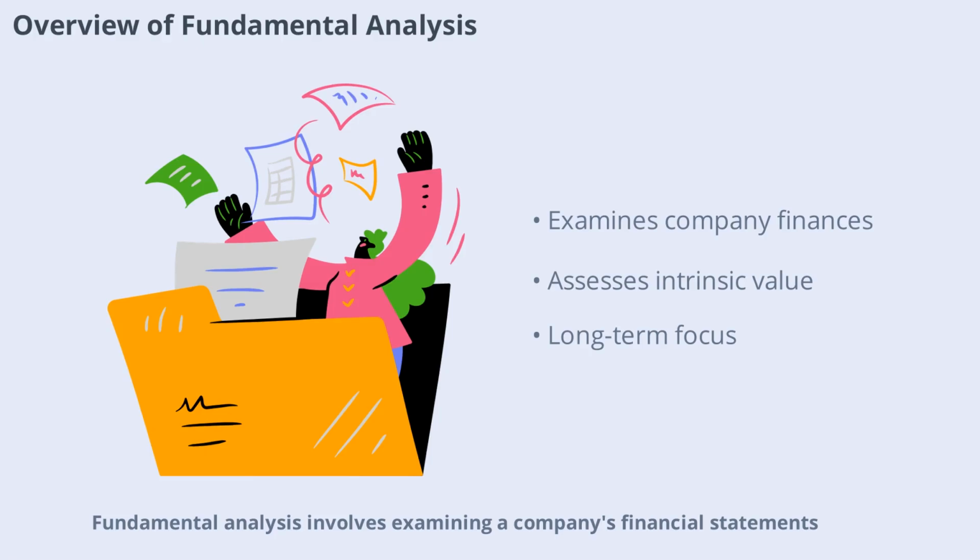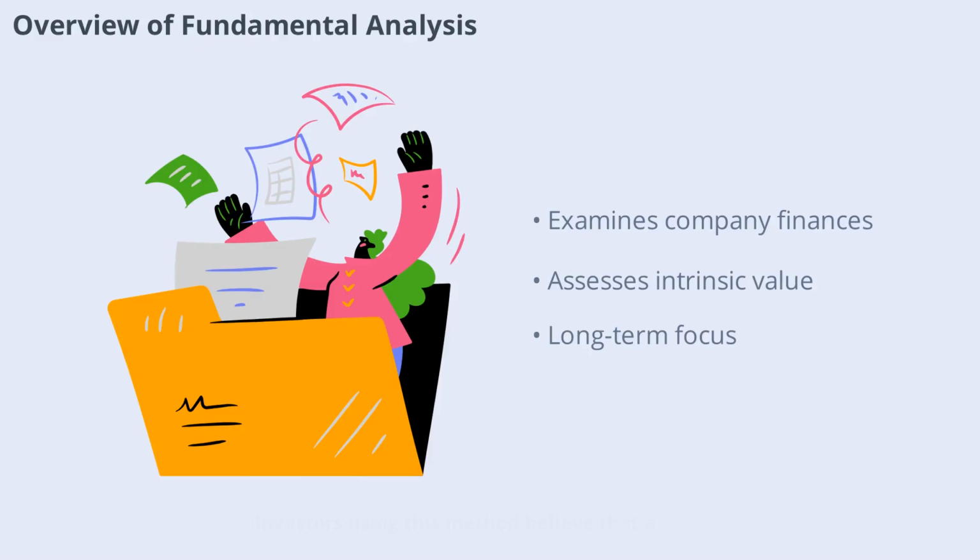Fundamental analysis involves examining a company's financial statements, management, industry position, and economic factors to assess its intrinsic value. Investors using this method believe that a stock's price will eventually reflect its true worth. Key metrics include earnings, revenue, profit margins, and debt levels. By understanding these factors, you can gauge whether a stock is undervalued or overvalued. This approach is often favored by long-term investors who focus on the company's overall health and future growth potential.